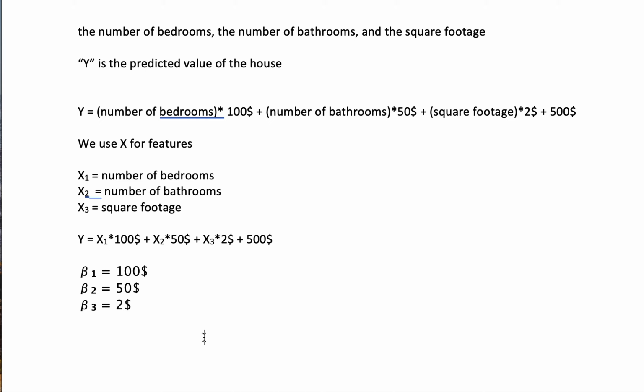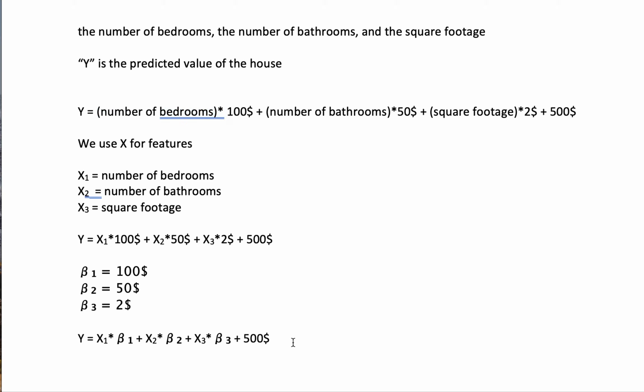And here we have our new equation: x1 times beta 1 plus x2 times beta 2 plus x3 times beta 3 plus 500. And remember, this equation is the exact same thing as this equation. We're just using different terminology. That's it, and that's what we're walking through right now. So beta 1 is $100, and x1 is the number of bedrooms. Same thing for x2 beta 2 and x3 beta 3.